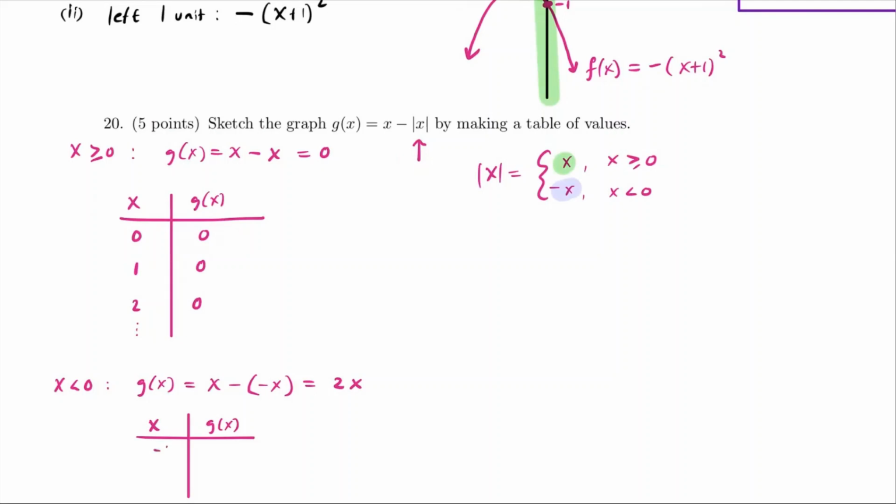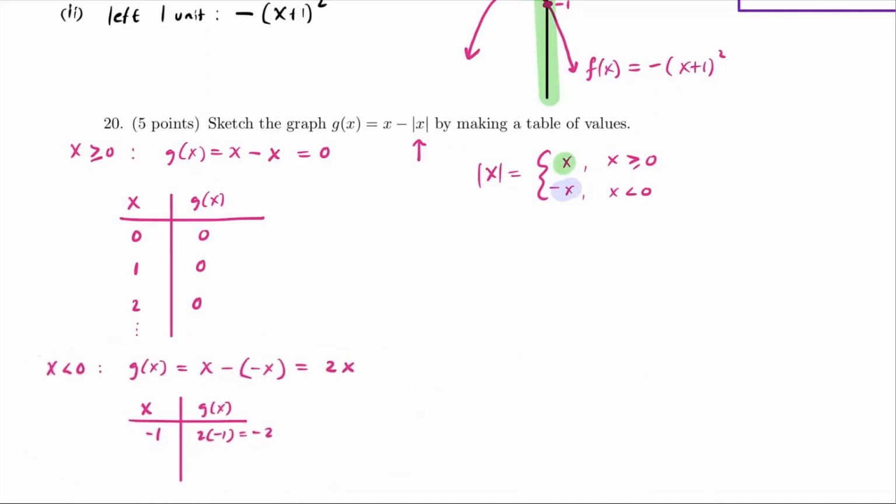So let's start with -1. When x equals -1, we have 2 times -1, which is -2. And then let's see, what's another value we can do? Maybe -2. So 2 times -2, that's -4. And then just keep on going. So hopefully you start to see where this is going, and how the graph looks.